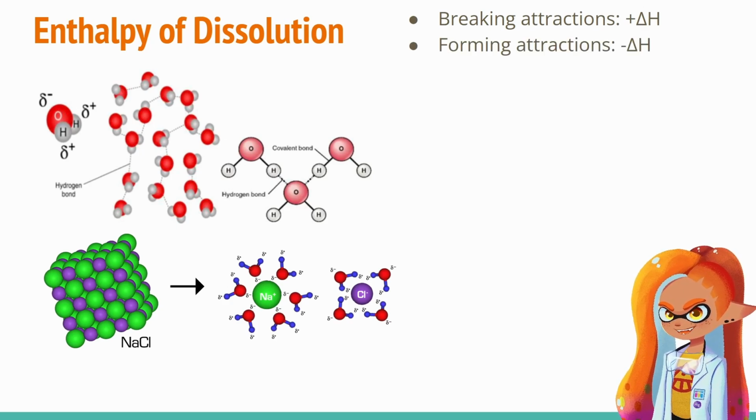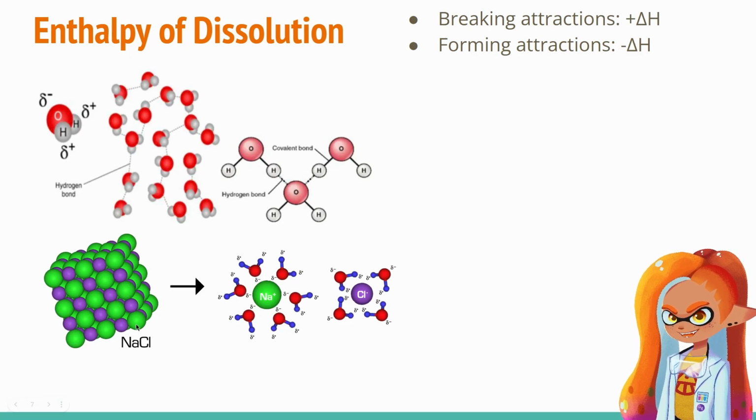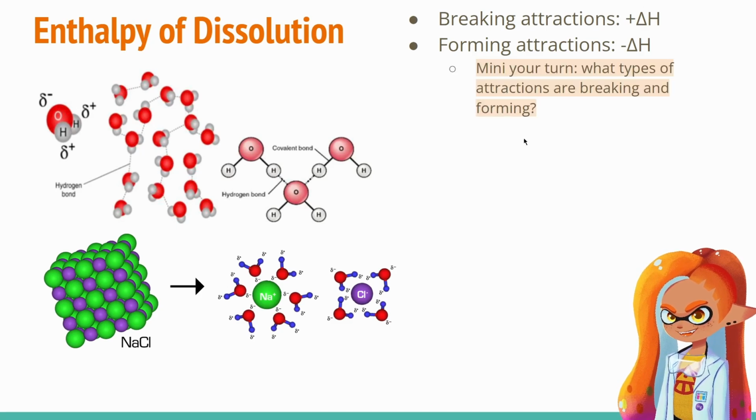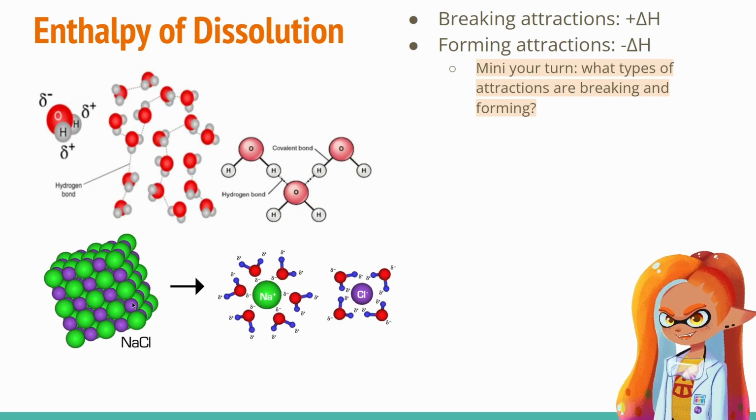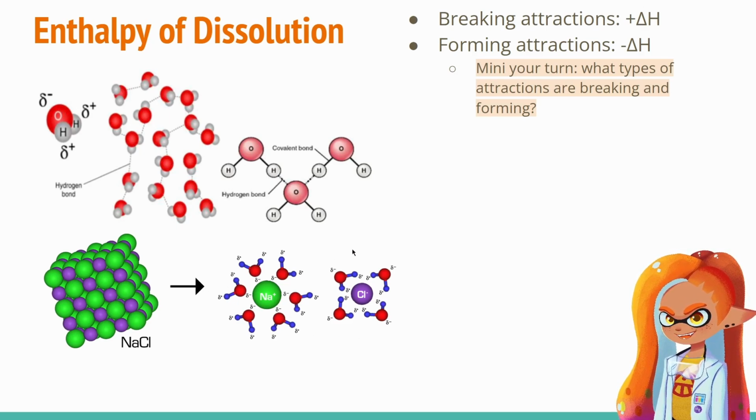So that is that. We have the attractions that happen between the water and the ions of the salt. So when the ions of the salt are broken apart, we have ions that are separated. And so we have the water surrounding the sodium, and then we have the water surrounding the chloride. Now, obviously, I did talk about the types of attractions that are breaking and forming literally just now, but just to make sure that you're paying attention, why does this happen? So go ahead, pause the video, think about it yourself before I talk about it.